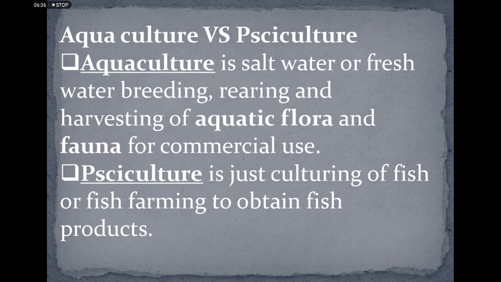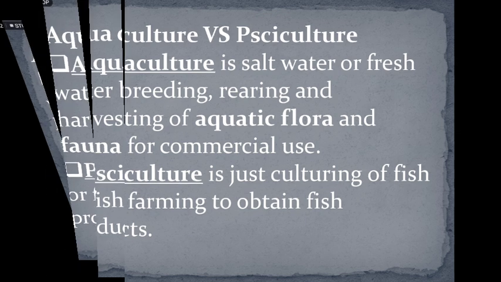It also includes freshwater as well as marine water. So it includes the whole field. While pisciculture is just culturing of fish or fish farming to obtain fish products. So aquaculture contains all the fields while pisciculture is a small area of aquaculture.